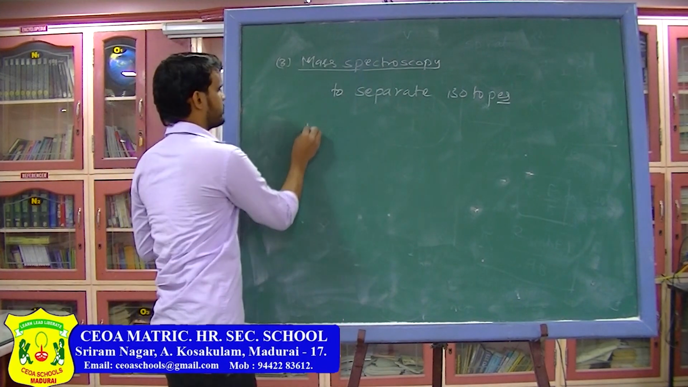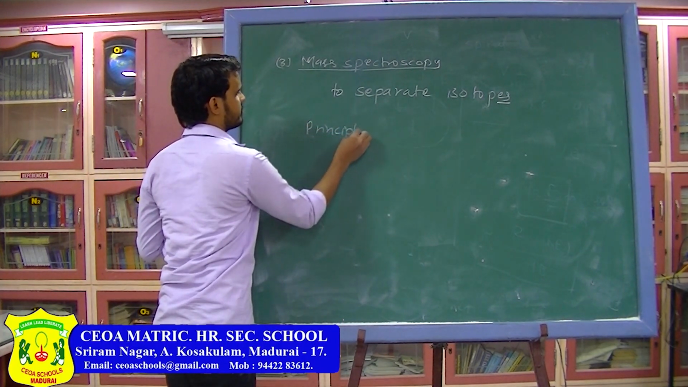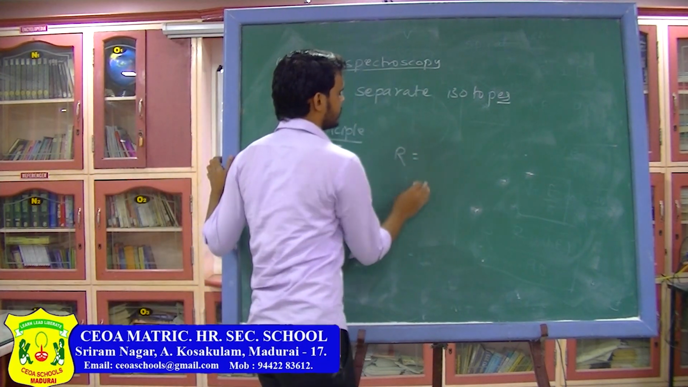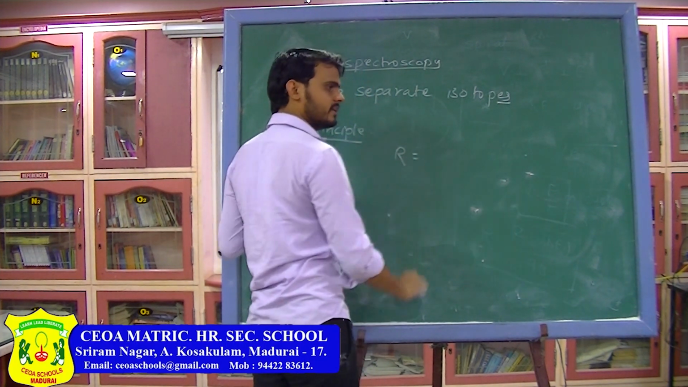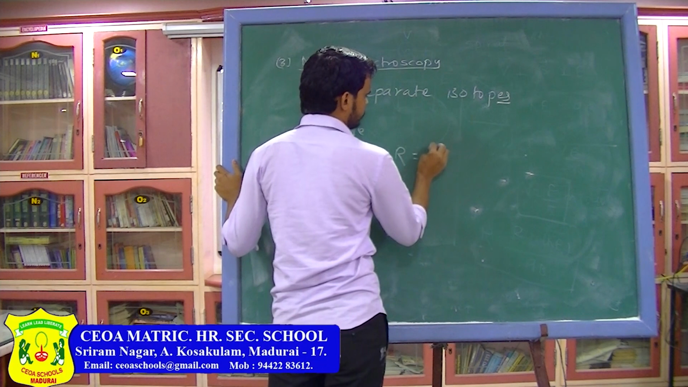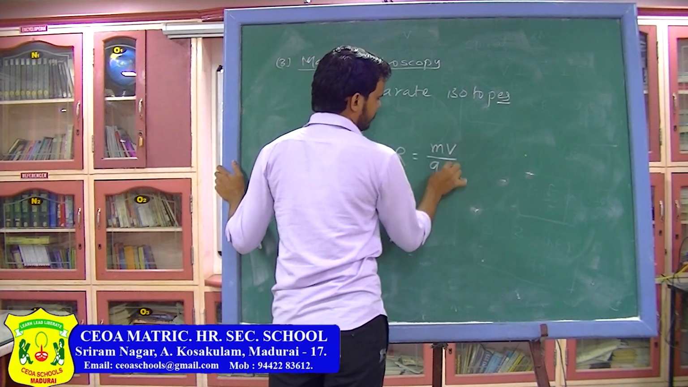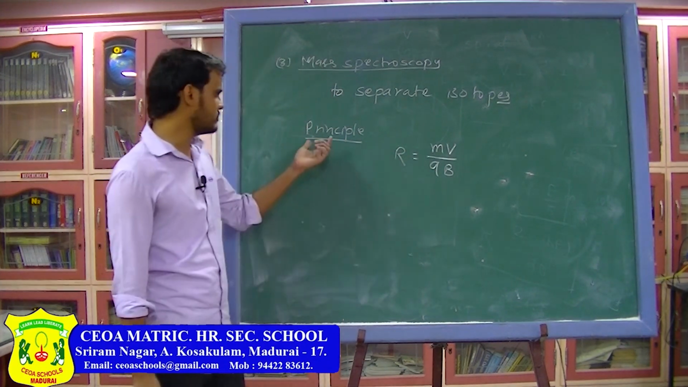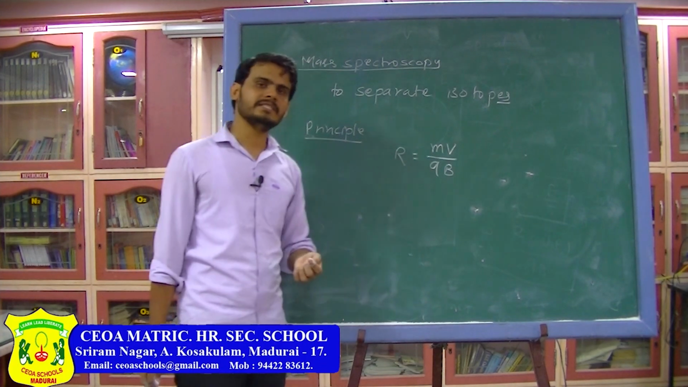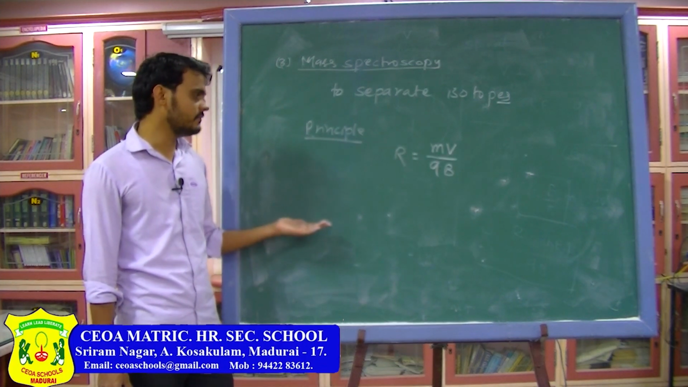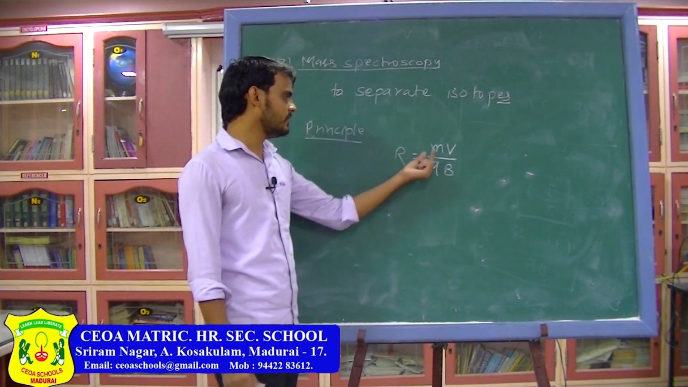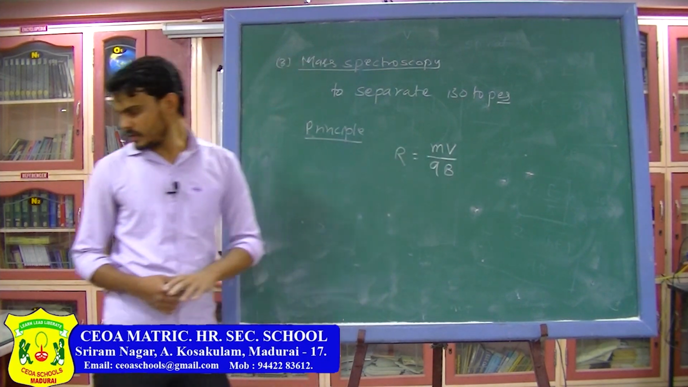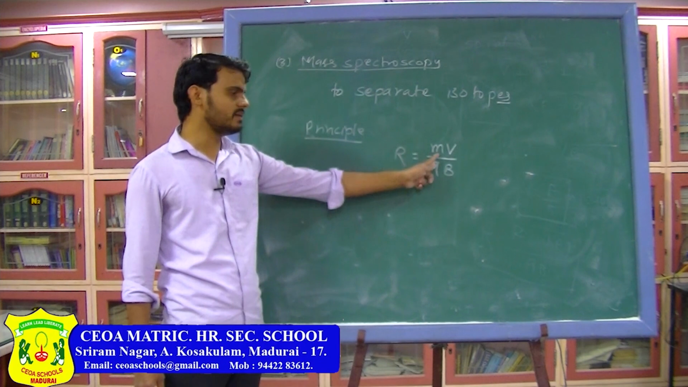Next thing is the principle. Mass spectrometer works on the principle that when a particle enters the magnetic field perpendicular to the magnetic field, the radius of the particle is given by mv by qB. So, if the mass of the particle is different, radius is also going to be different. Velocity is perpendicular to the magnetic field, and the radius of the circle it undergoes is dependent on the mass of the particle. And you know that isotopes have the same charge, but their masses are different.